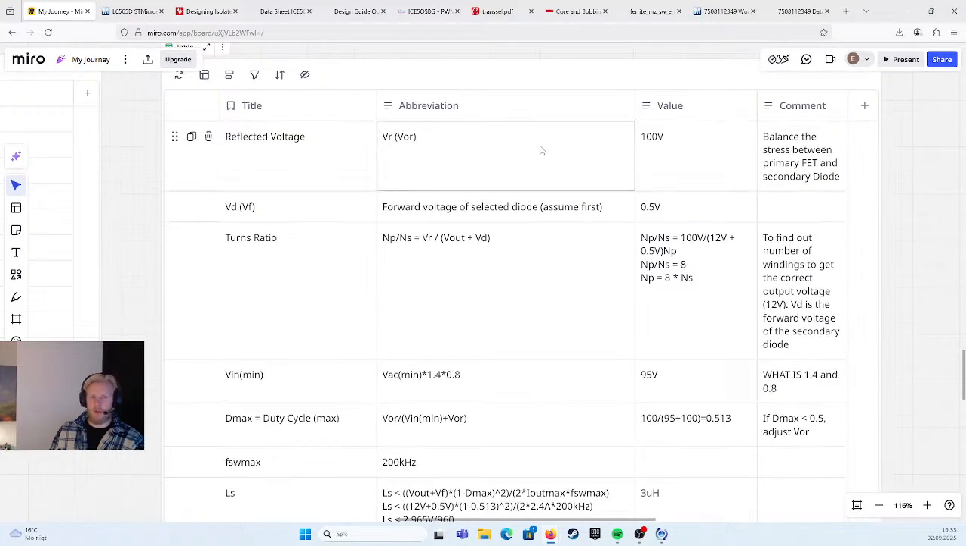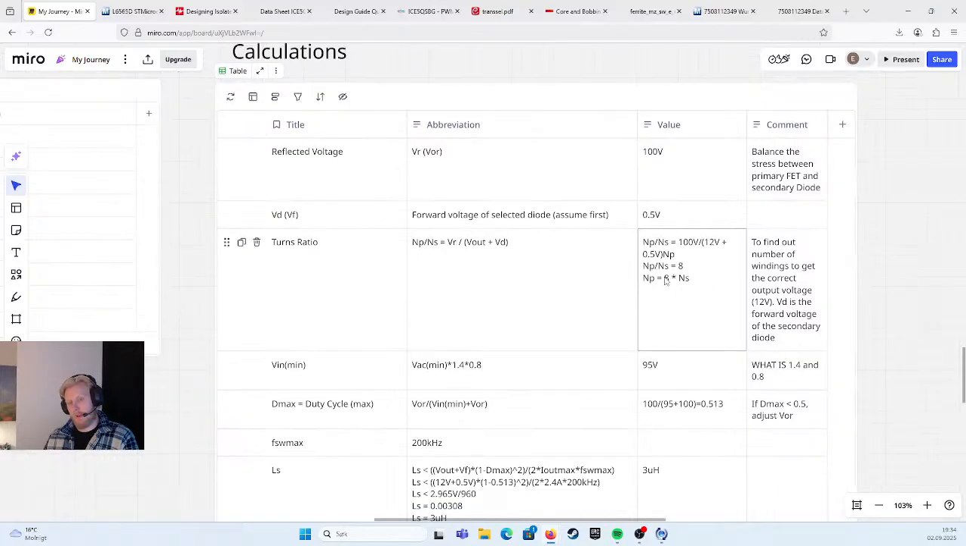Because you assume a reflected voltage, and this you have to balance, balance the stress between the primary FET and the secondary diode. And it should be in the ballpark of 80 volts to about 120 volts, or something like that. So I put it at 100, which is okay. And I assume 0.5 voltage drop, which we will get to later, right? So this is all assumptions, and then we get a ratio. And based off that, we can see.